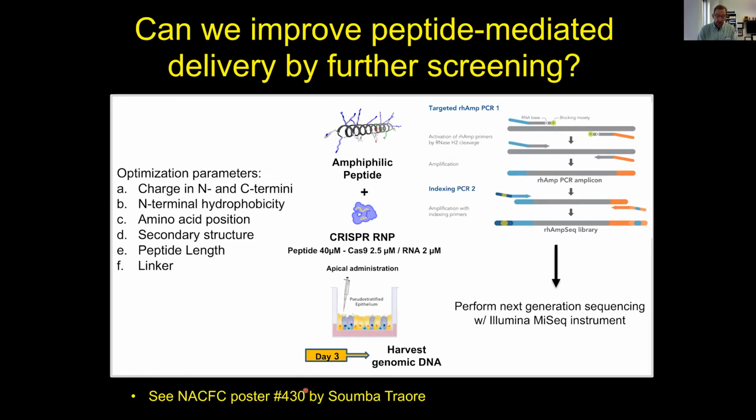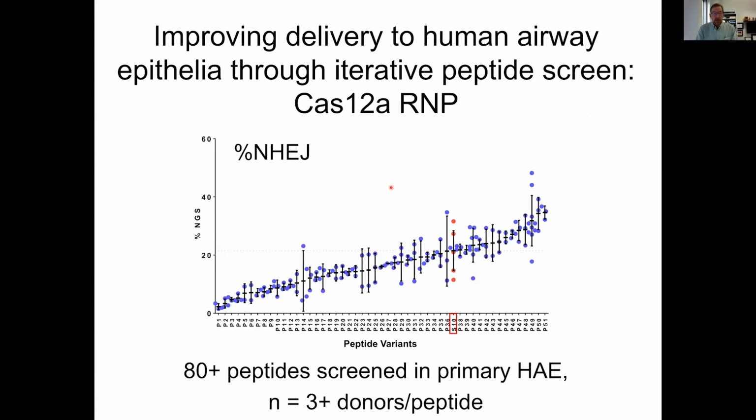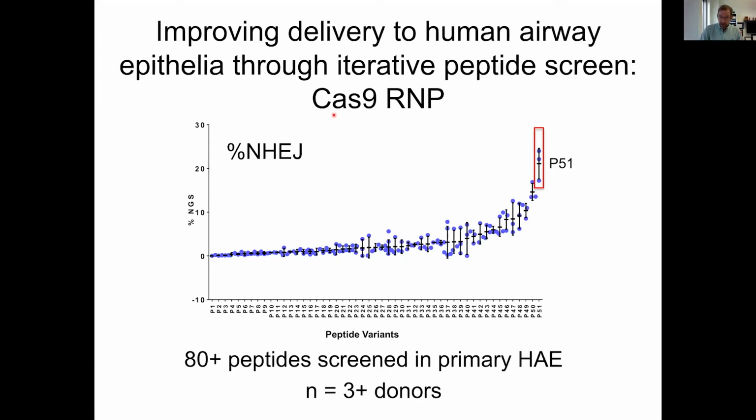And there's a poster on this. Sumba Turari has this poster, number 430. So this shows the sequencing results looking at the percentage of indels here. And you can see from our previous best peptide, we've made significant improvement in our delivery efficiency. And also for Cas9 RNPs, we've improved the editing efficiency and delivery.